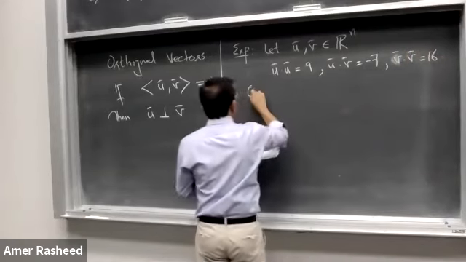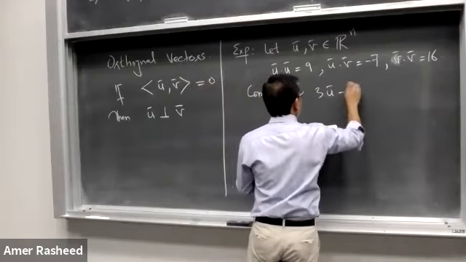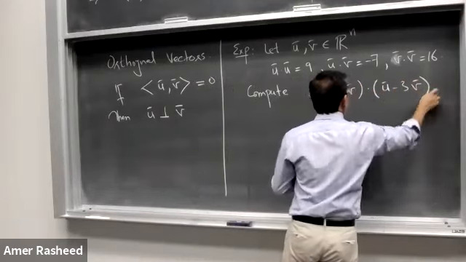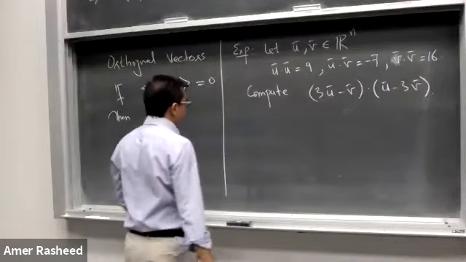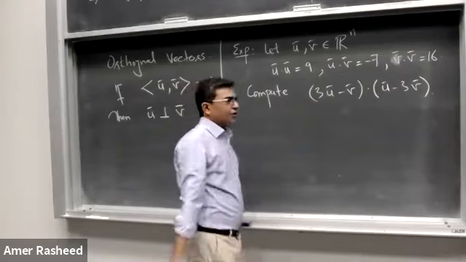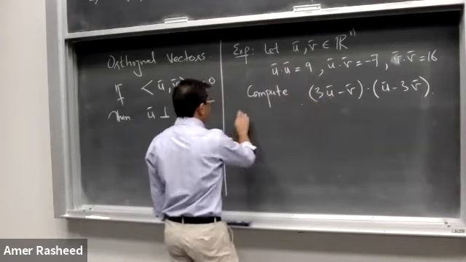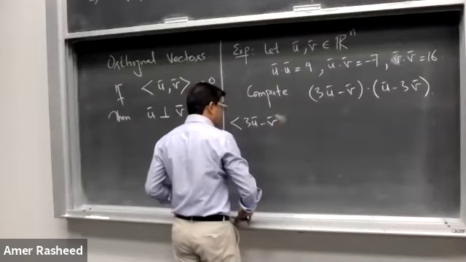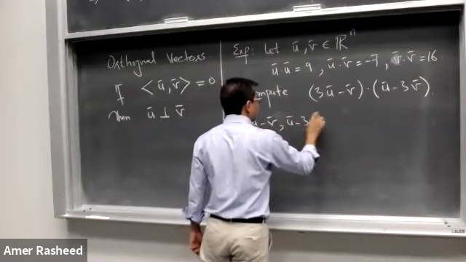So we need to compute (3u minus v) dot (u minus 3v). So I hope you can do it with the help of the property we discussed at the end of the previous lecture. What was that property? That was the generalization of the distributivity property of inner product. So we can write this inner product as 3u minus v, comma, u minus 3v.